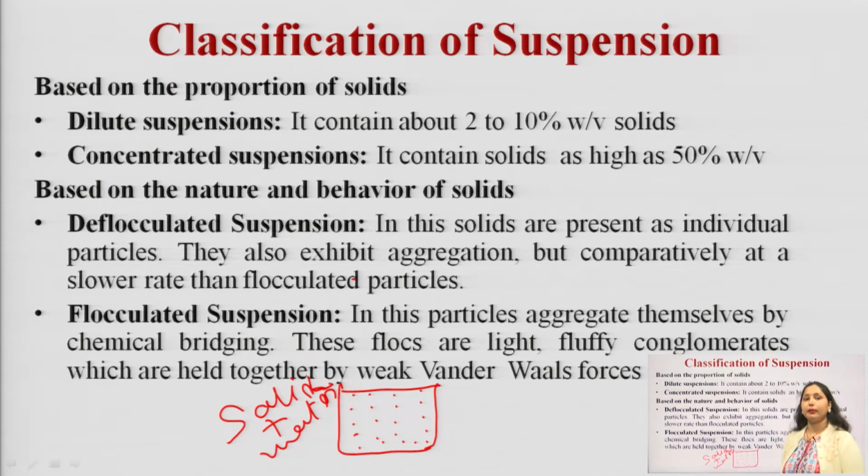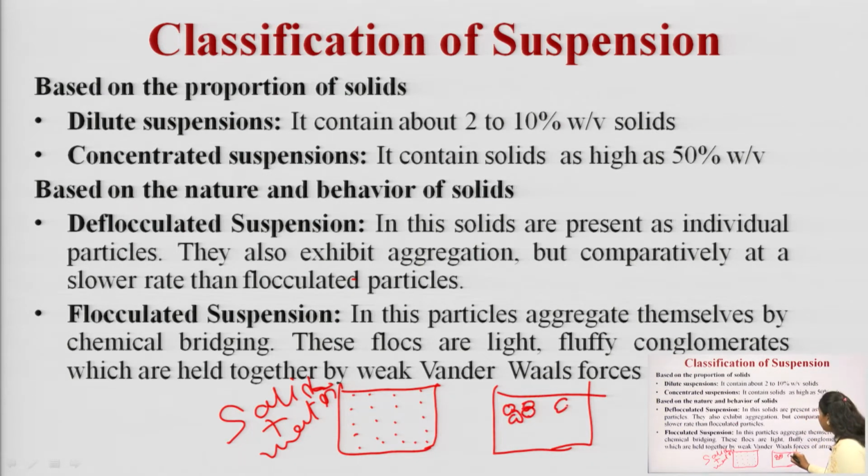Flocculated suspension: in this, the particles aggregate themselves by chemical bridging. These flocs are light, fluffy conglomerates which are held together by weak van der Waals forces of attraction. Whereas in the case of the flocculated suspension, what will happen? When we disperse the solid into the liquid medium, the solid particles have the tendency to form loose flocs, like this. This is your flocs. These flocs are light, fluffy in nature, and in between these particles a weak van der Waals force of attraction exists.